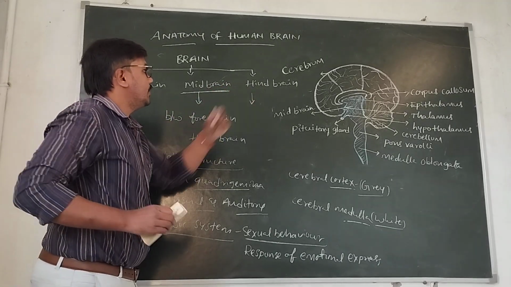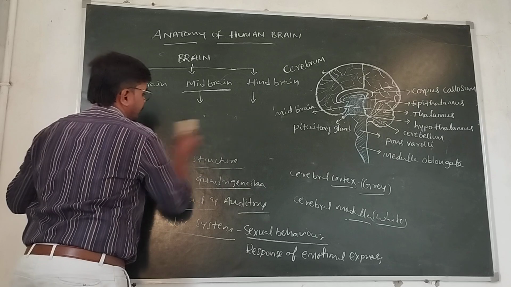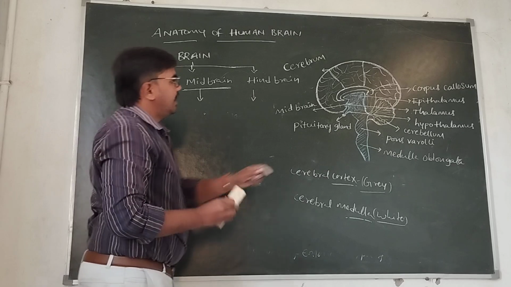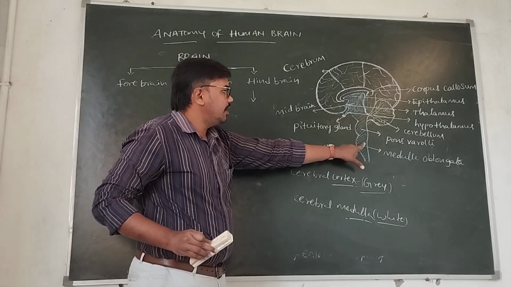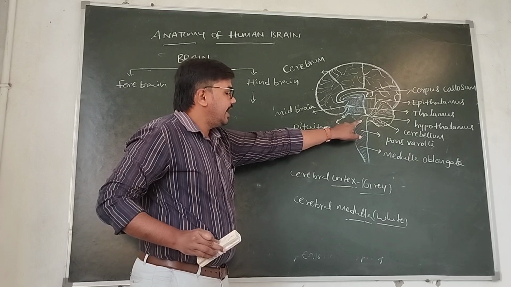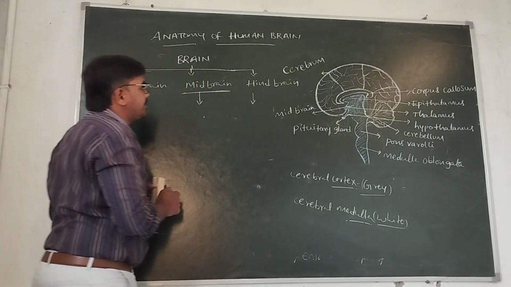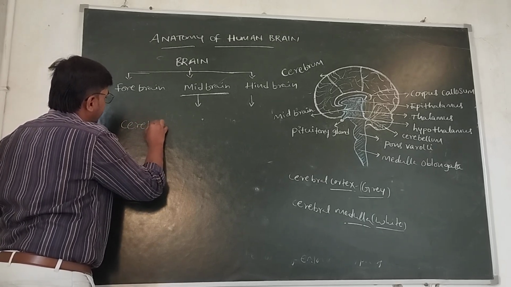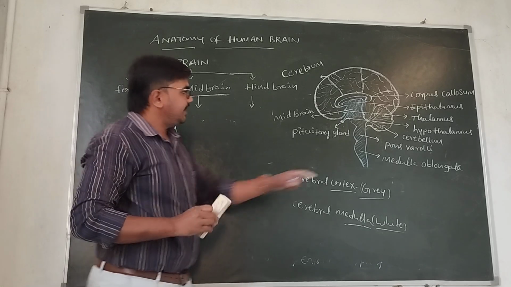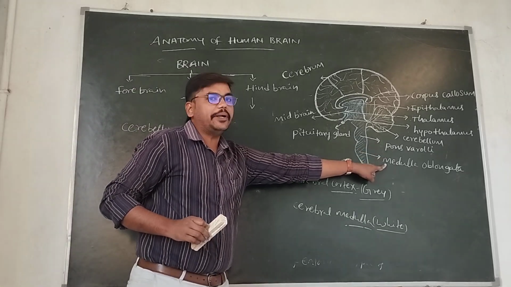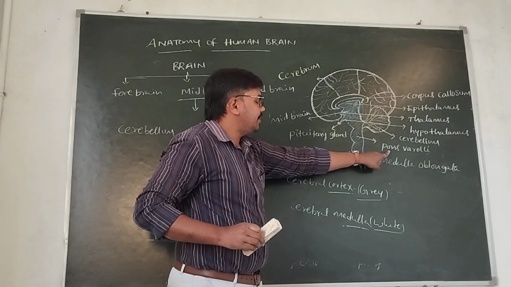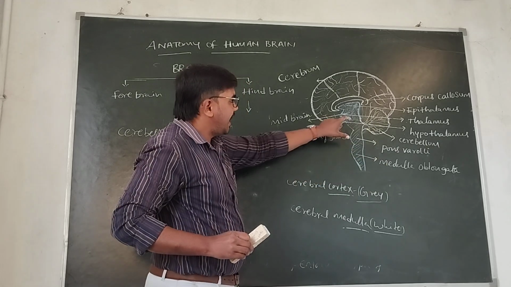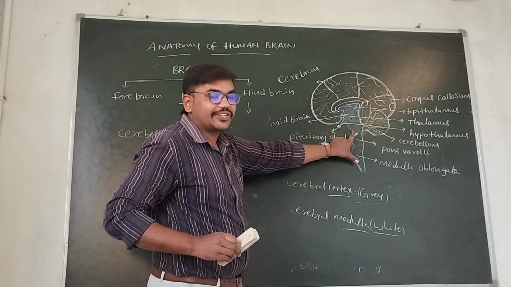Next, we go to the next part, the hindbrain. The hindbrain is a long longitudinal structure, and it is divided into three parts. One is the cerebellum, the second is the pons varolii, and the third is the medulla oblongata. Cerebellum, pons varolii and medulla oblongata are the parts of the hindbrain.